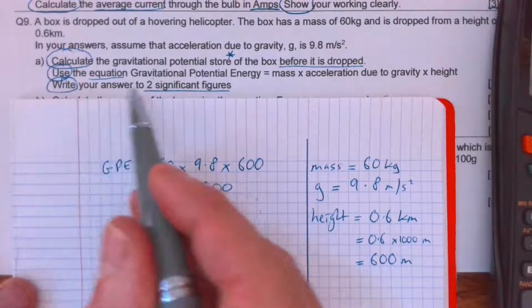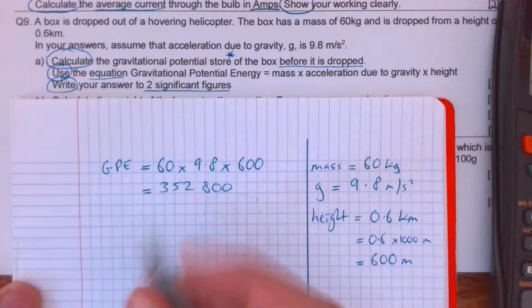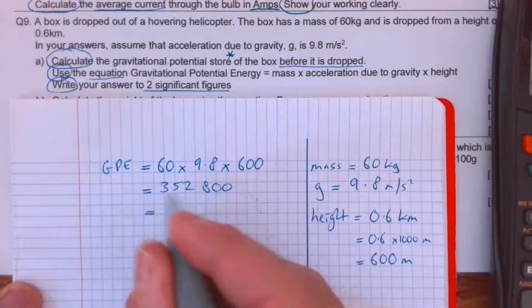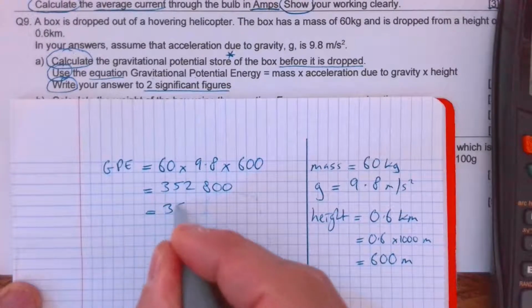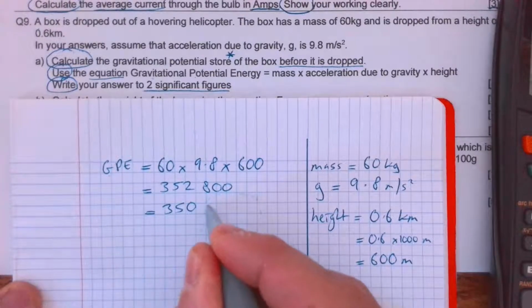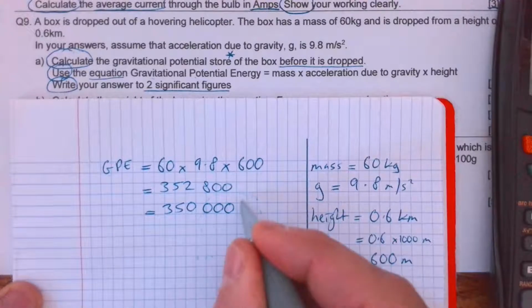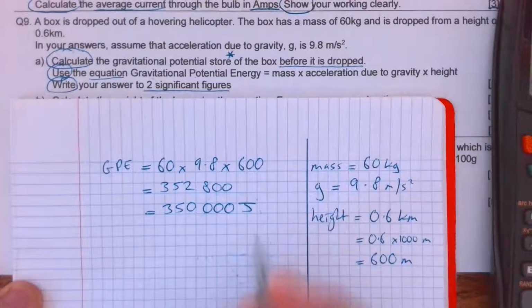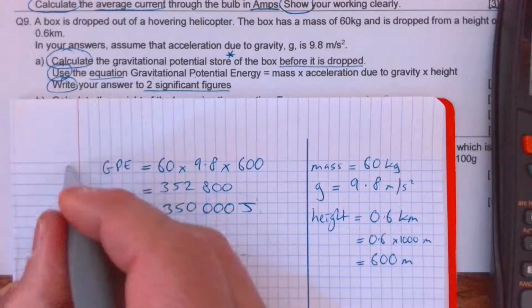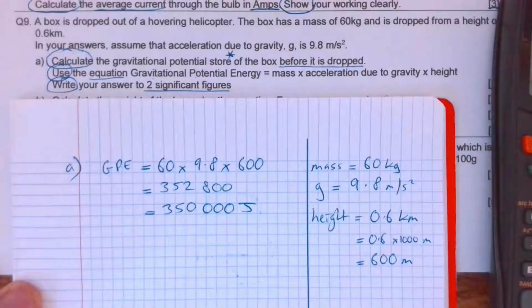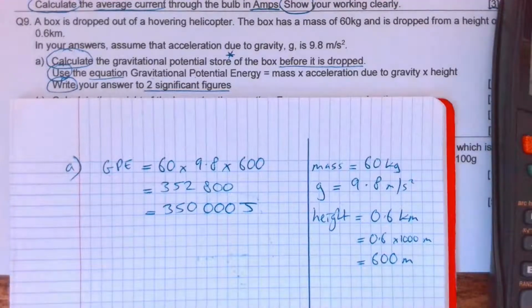Write your answer to two significant figures. So I need to write this to two significant figures. So it's 350,000, and it's energy, so it's in joules. Okay, so that was part A. Let's have a look at part B.